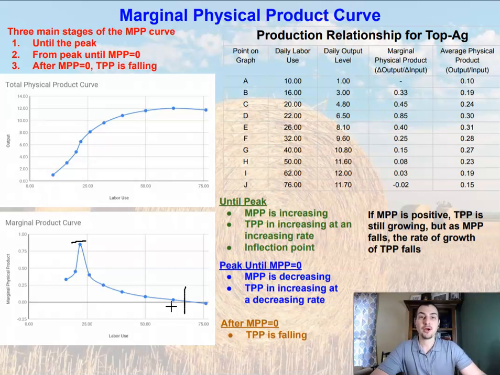Notice that I'm saying per additional hour, not per hour, because there's a key difference between that amount done per hour and the amount done per additional hour. And we're going to get into that when we talk about average physical product. That's going to be the amount per hour, where marginal physical product is the amount done per additional hour. So if we're in that stage 2, marginal physical product is falling, but total physical product is going to be increasing, but at a decreasing rate. After we hit that point where marginal physical product equals 0, we're going to see that total physical product is actually going to be falling.